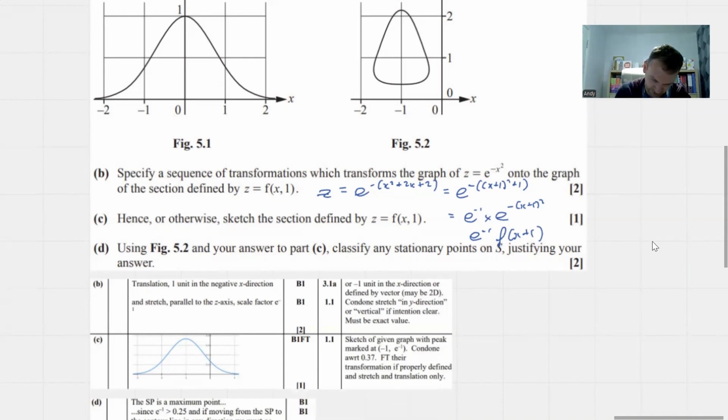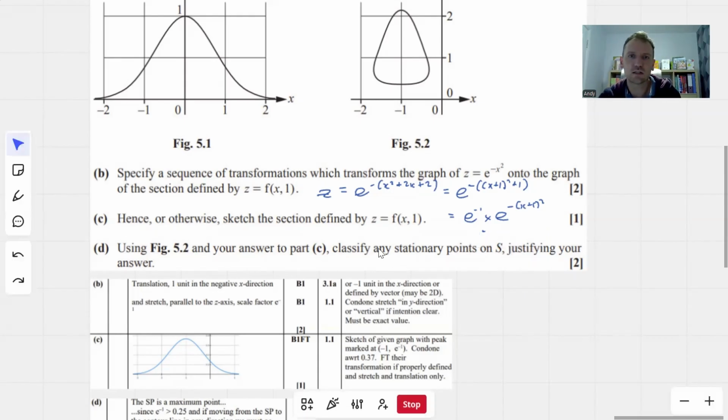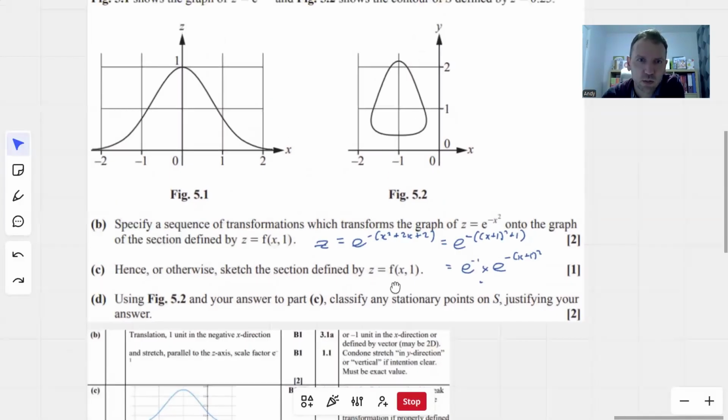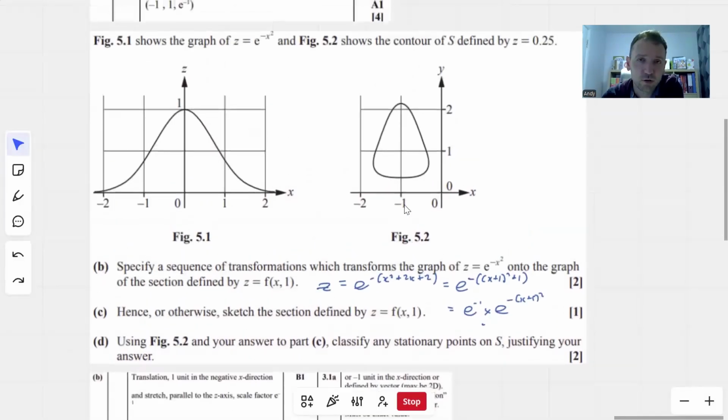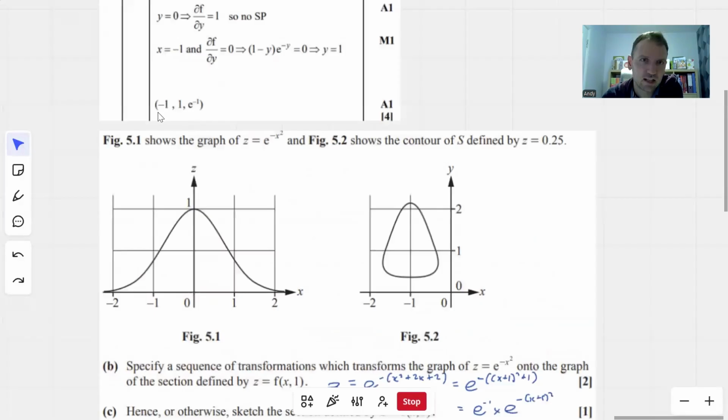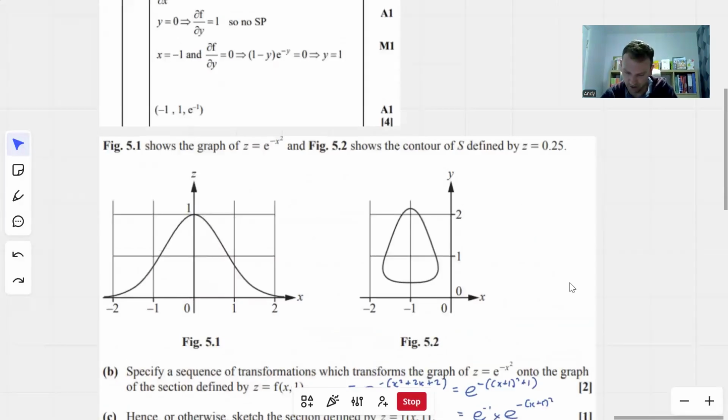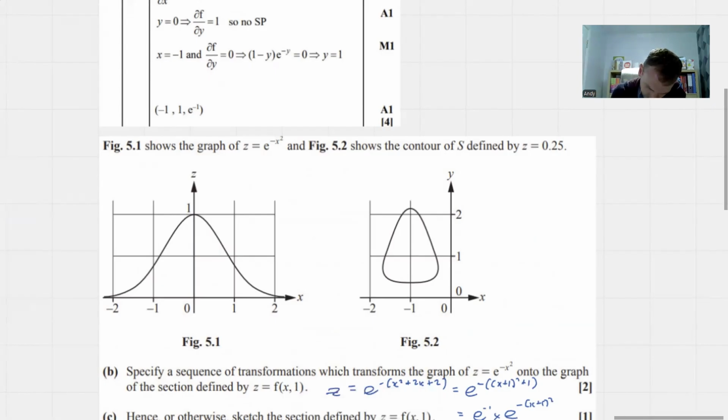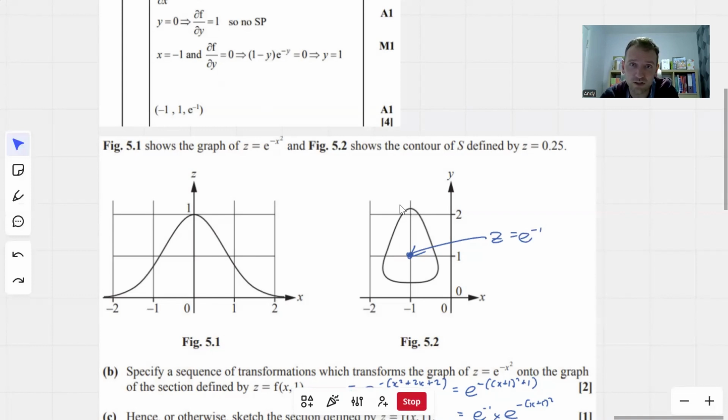I've just written over it, so let me just get rid of this. Looking at the final part here, we've got a stationary point. We know from our part A that our stationary point is at (-1, 1). At that point, we know z equals e to the negative 1. We're told all the points on this contour are where z equals 0.25.